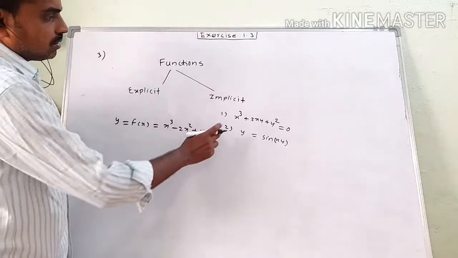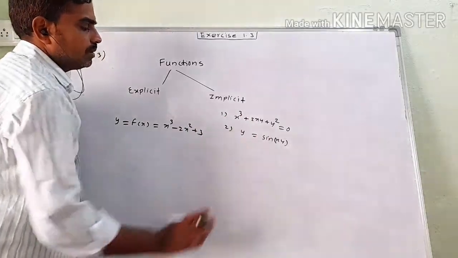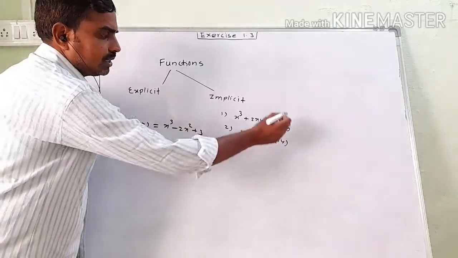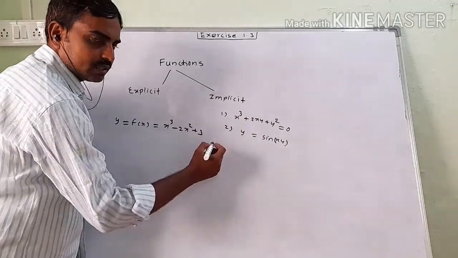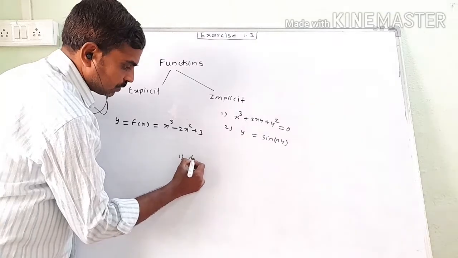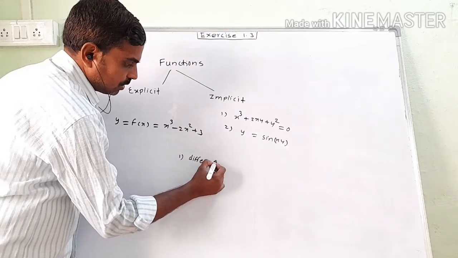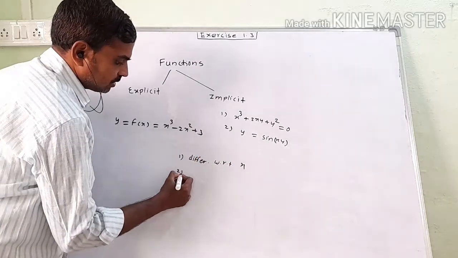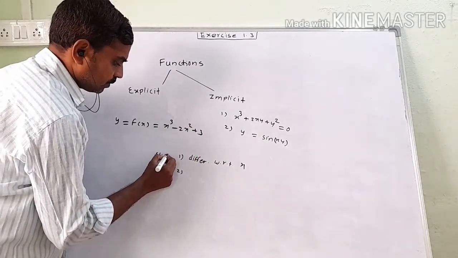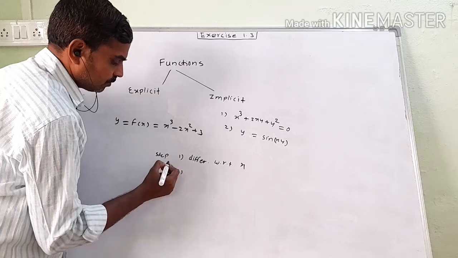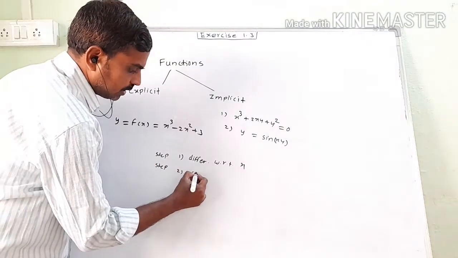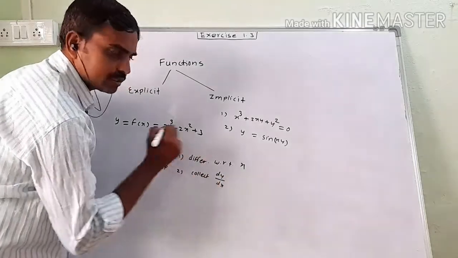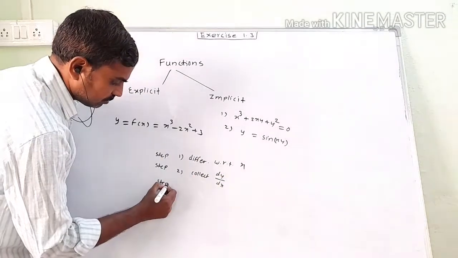To differentiate this type of implicit function, what is the procedure? First of all, we have to differentiate the given implicit function with respect to x as it is. Second step, to calculate the derivative of y with respect to x, we have to collect the terms of dy by dx.